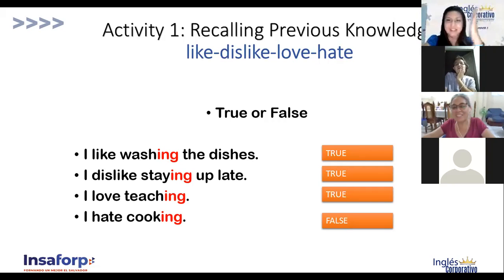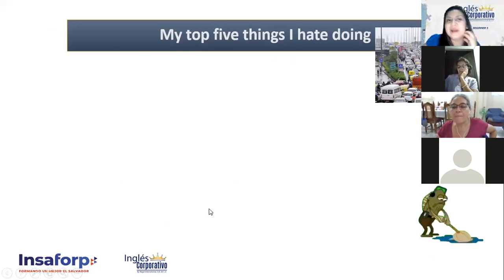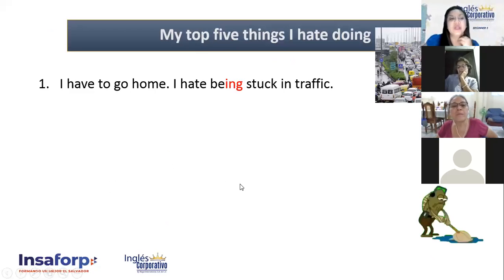La ropa, folding the clothes. Okay, you can read about this in the forum. In the forum, there were many interesting opinions. Okay, guys, next activity, my top five things I hate doing.